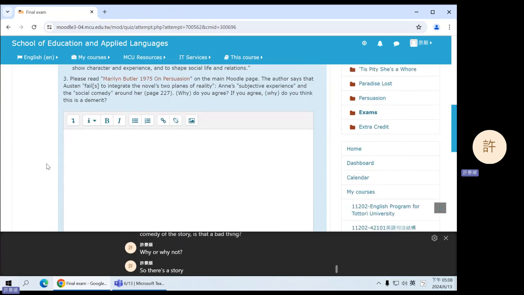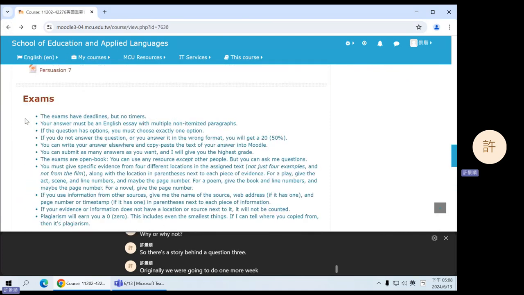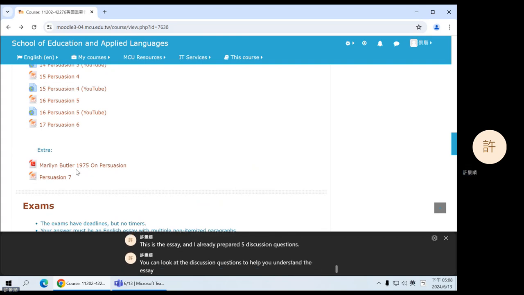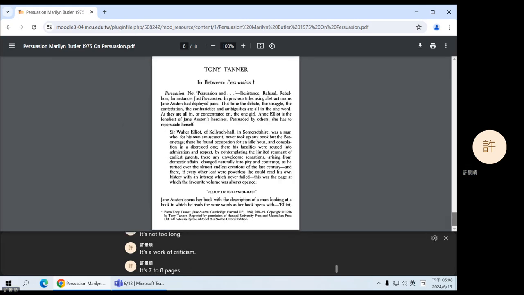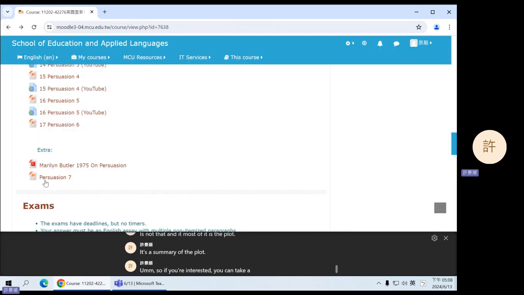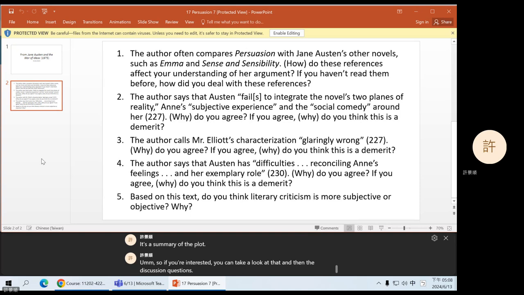So there's a story behind question three. Originally, we were going to do one more week, or I planned another week, and then I decided not to do it. So this is the extra on the Moodle page. This is the essay, and I already prepared five discussion questions. You can look at the discussion questions to help you understand the essay. It's not too long. It's a work of criticism. It's 7 to 8 pages. 7.5 pages. And most of it is the plot. It's a summary of the plot. So if you're interested, you can take a look at that. And then the discussion questions. You can take a look at that. The exam question is number two.